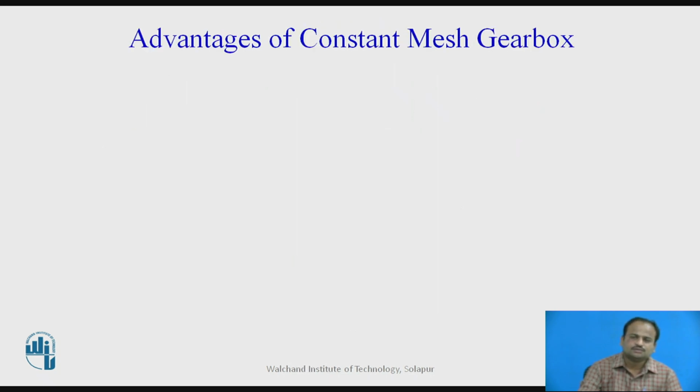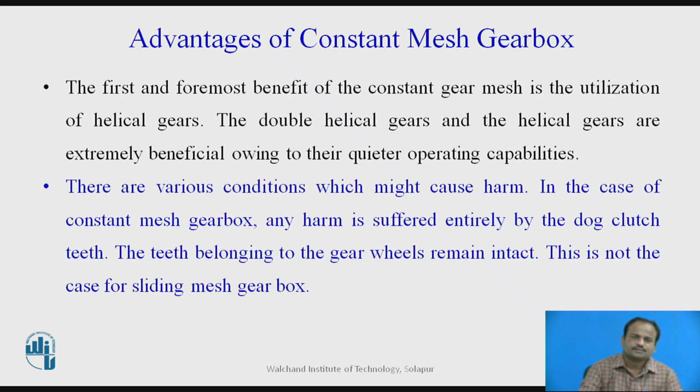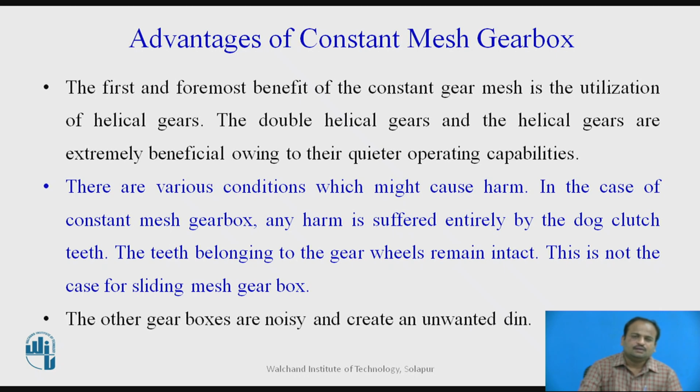Advantages of constant mesh gearbox. The first and foremost benefit of the constant mesh gearbox is the utilization of helical gears. The double helical gears and the helical gears are extremely beneficial owing to their quieter operating capabilities. There are various conditions which might cause harm in the case of constant mesh gearbox. Any harm is suffered entirely by the dog clutch teeth. The teeth belonging to gear wheels remain intact. This is not the case with the sliding mesh gearbox. The other gearboxes are noisy and create an unwanted din.